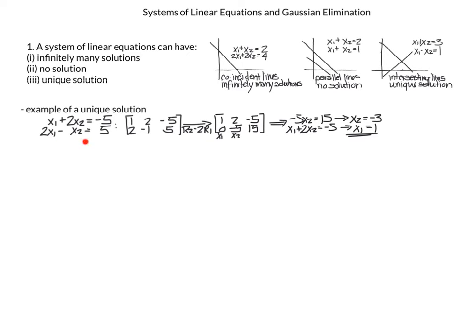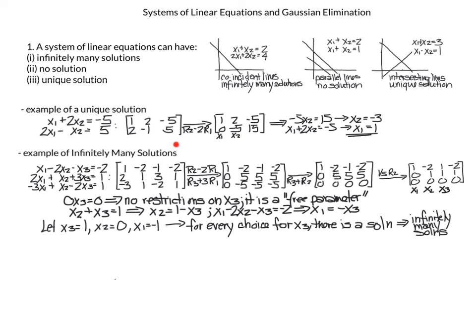2x1 minus x2 is equal to 5 is our second equation. So our augmented matrix is [1, 2, -5], [2, -1, 5]. I do my row reduction, I do my back solving, and I get this unique solution: x1 equals 1, x2 is equal to -3. And you can plug these values back in and verify it is a solution.